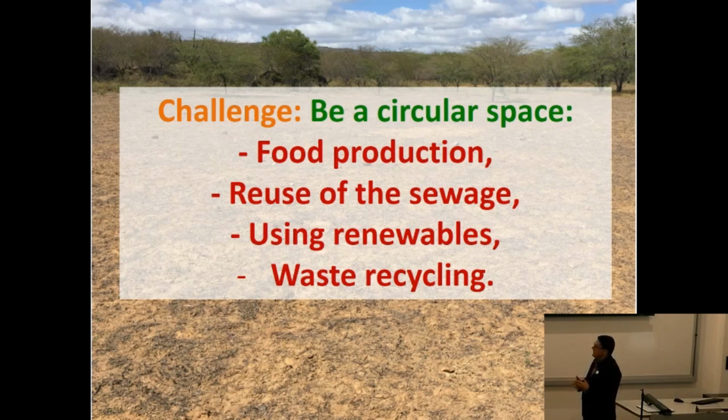In these areas, we need to develop our own food production, sometimes the reuse of sewage, also the use of renewables, and also waste recycling. Because in the United States, these kinds of areas are also called off-grid environments. So, areas, some housings that are not integrated into the energy grid.